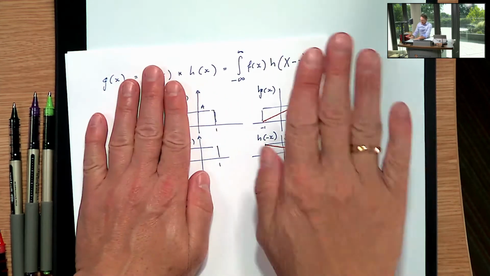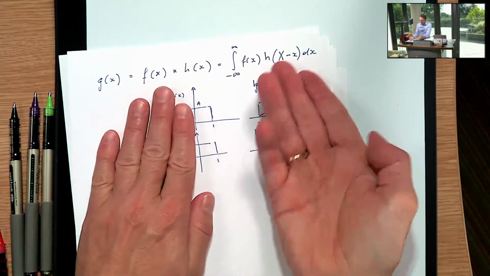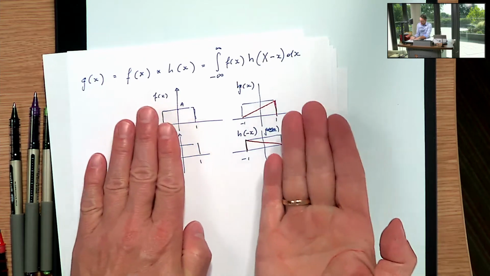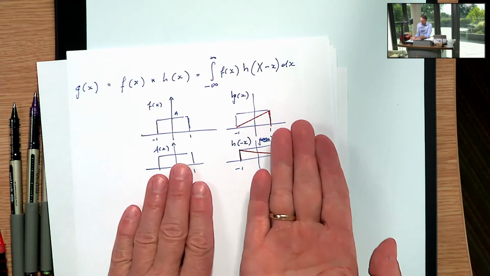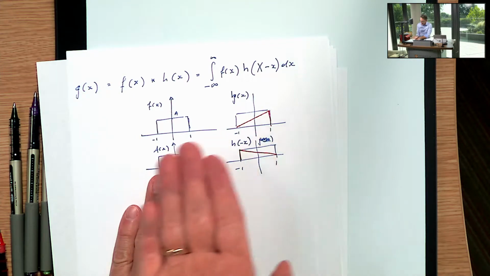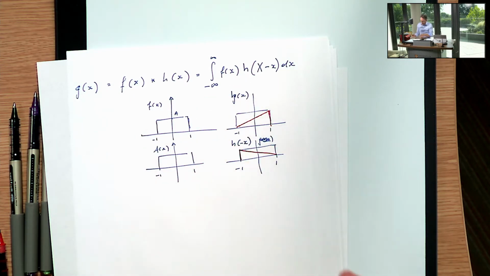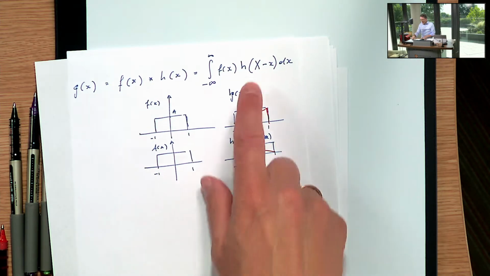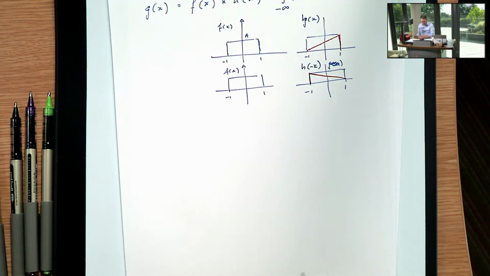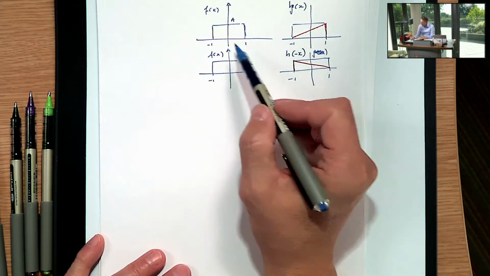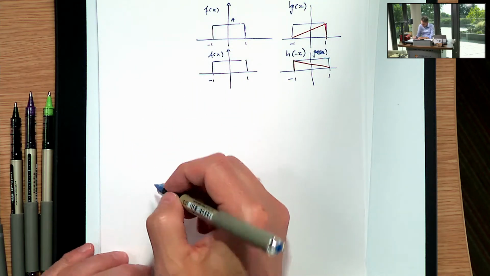So you have this original function, and you flip the function, and now what you do is you just shift. You shift h of minus x across f of x, and you take the integral at each point. So you work out the area at each point as a function of x. So let's do this. Let's try this out. So we'll try it with the two rectangles.